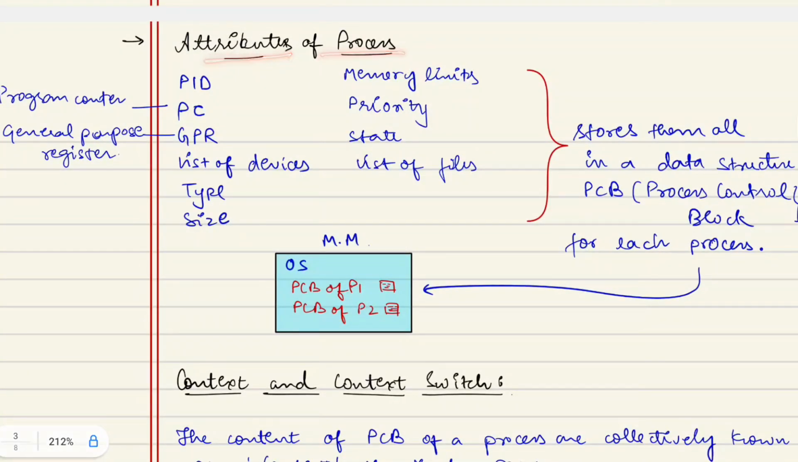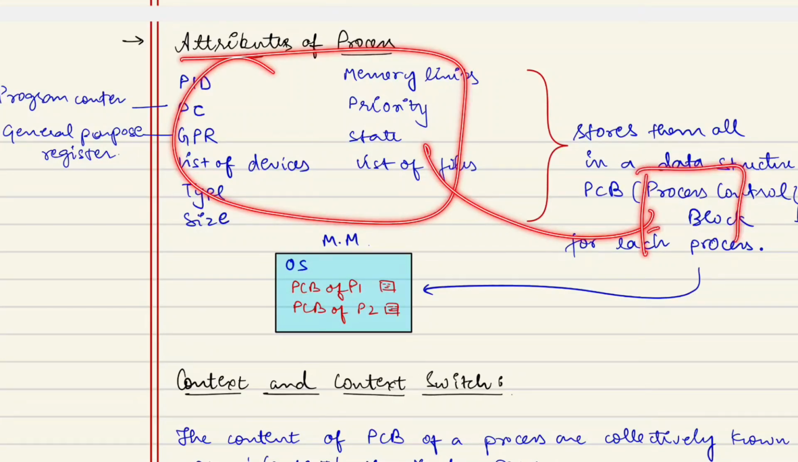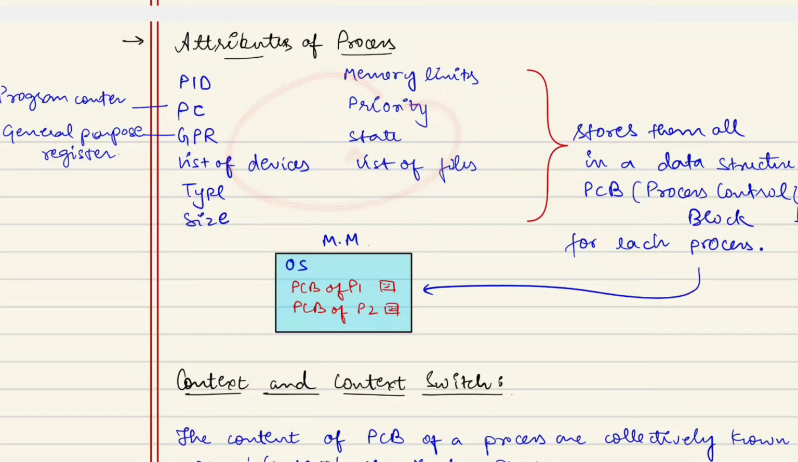And what we have is the attributes of a process. Every process has some attributes, which are PID, process ID, PC, program counter, GPR, general purpose registers, list of devices, types, size, memory limits, priority, state, and list of files. Basically it stores them all in a data structure called PCB, process control block, for each process. It means our main memory will have a PCB block, which will have all this data. The PCB for each process will be stored in main memory along with the OS. PCB for process P1, for P2. If we have other processes, then PCBs for all the processes will be stored in the main memory.